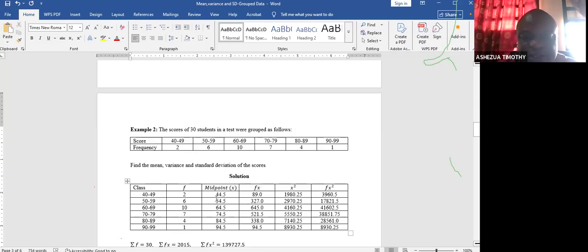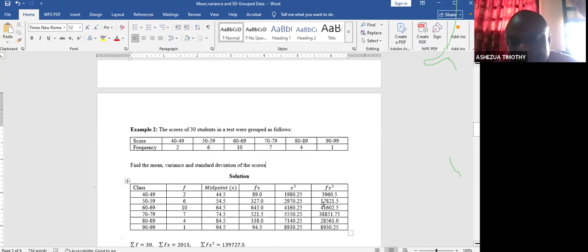As in example 1, 2 times 44.5, that's f times x, gives us this value, and 6 times this value gives us this. This times this value gives us that. 7 times this value gives us this value. 4 times this value gives us this value. 1 times 94.5 gives us this value.